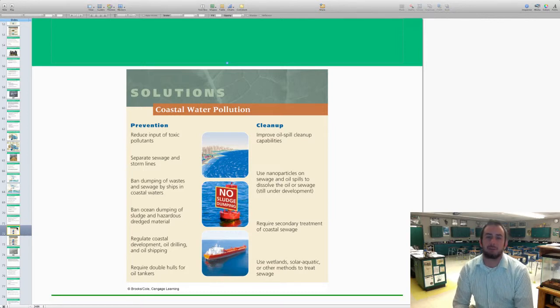For cleanup, improve oil spill cleanup capabilities by use of other means, maybe nanoparticles or genetically engineered bacteria to help dissolve or break down the oil or sewage. Require secondary treatment of coastal sewage. So before it gets pumped out in the ocean, it's required to have a second treatment to try to bring out some of those nitrates and phosphates so they're not causing those algal blooms or the red tide. And also use wetlands, solar, aquatic, or other methods to treat sewage rather than dumping it straight into the ocean. That might help the overall state of the ocean.